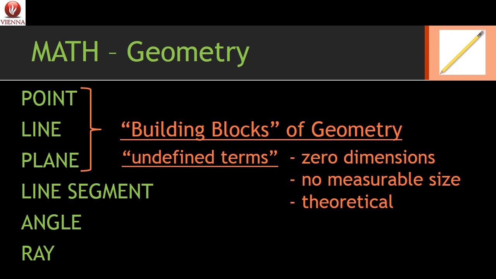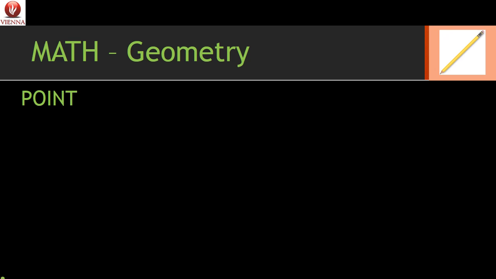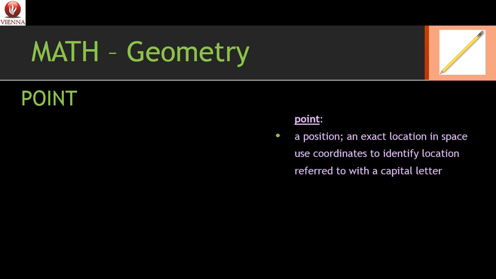So we'll begin with point. Now, when you have a point in space, again, there are 0 dimensions, so it's just an indicator of a location. The green dot on the screen has dimension, of course, but it's, again, just indicating some location. So a point is a position or an exact location in space, and we use coordinates to identify its location, typically XY coordinates, and we always refer to a point with a capital letter.